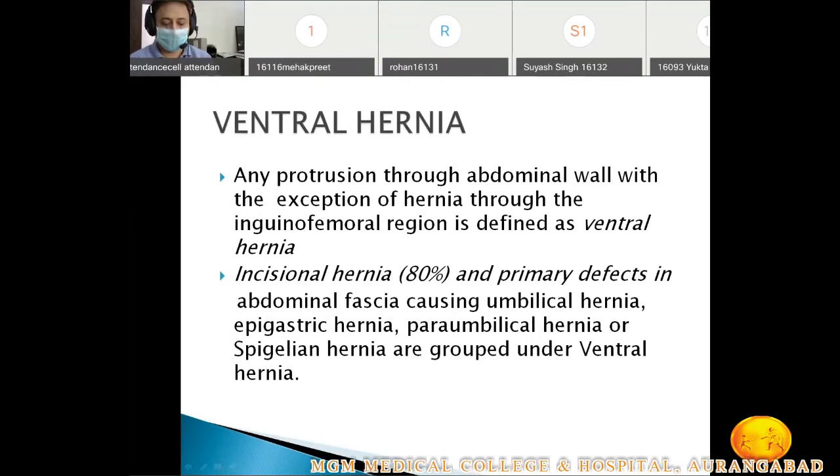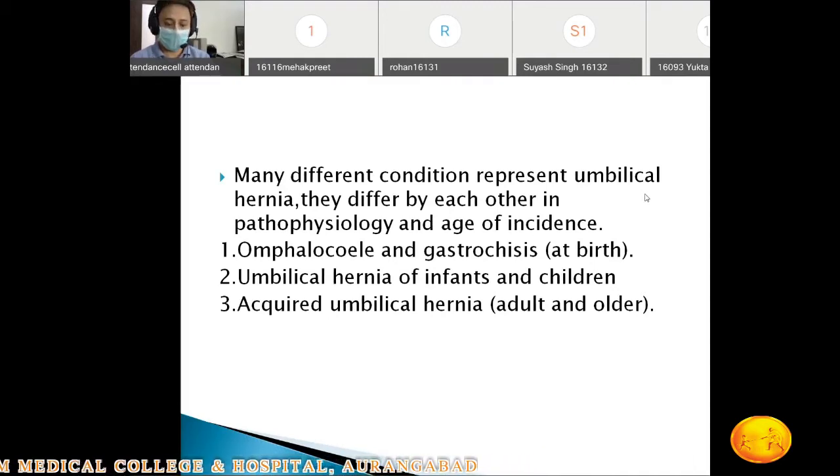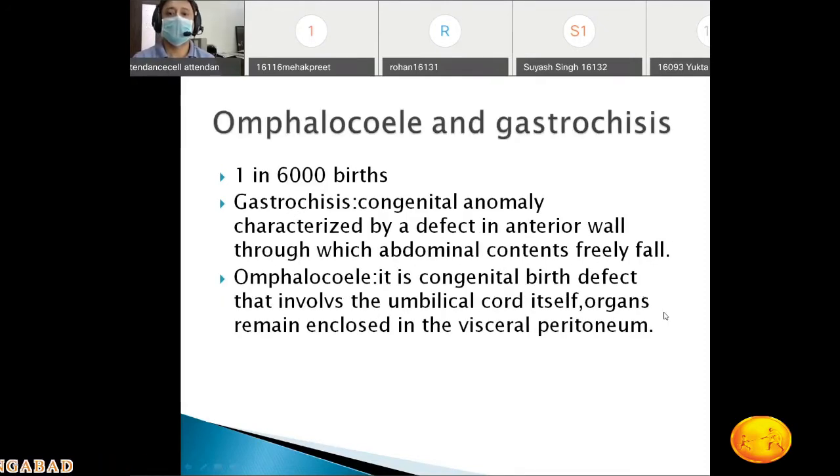Many different conditions represent umbilical hernia. They differ from each other in pathophysiology and age of incidence: omphalocele and gastroschisis at birth, umbilical hernia of infants and children, and acquired umbilical hernia of adults and older. Omphalocele or gastroschisis occurs in 1 in 6,000 births.